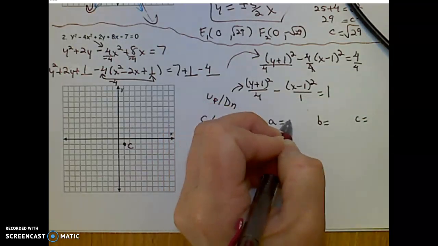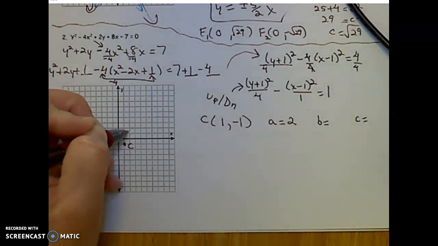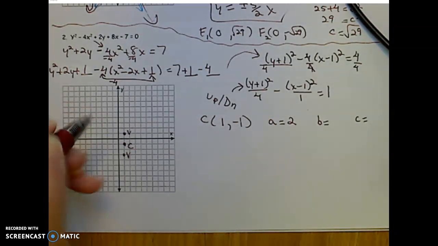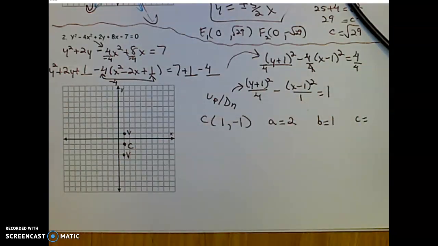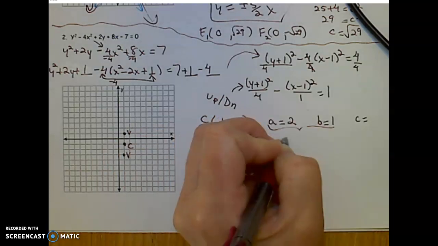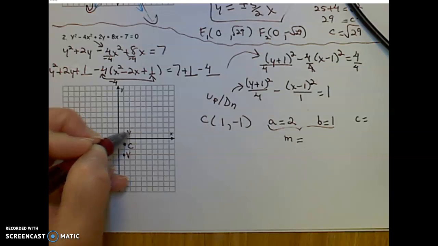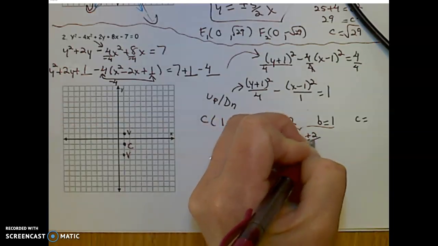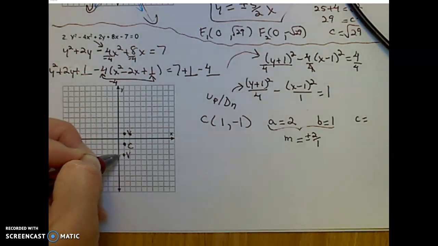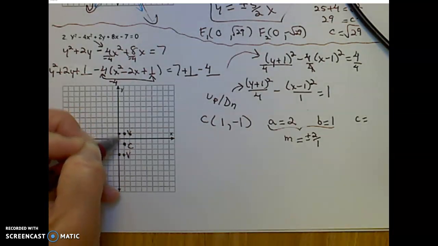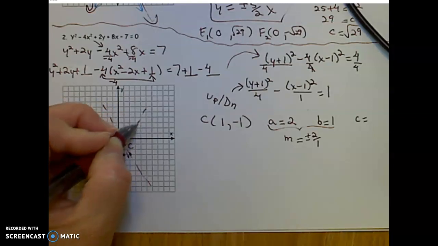First denominator is always a squared, so I'm going to go up, down 2 to find my vertices. B value, second denominator is always b squared, so that's 1. That's going to help me to find the slopes of my asymptotes. Rise over run. Up 2 over 1, down 2, left 1. Up 2, left 1, down 2, right 1. And there's the slopes of my asymptotes.